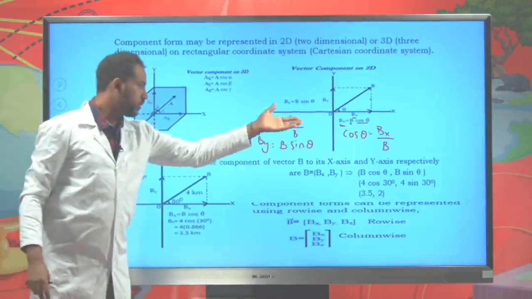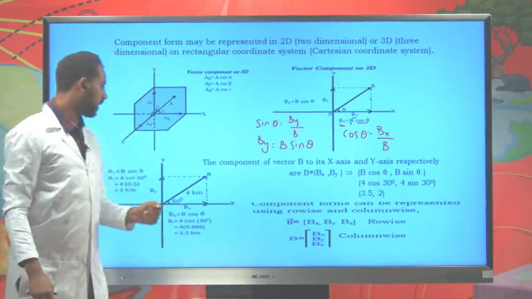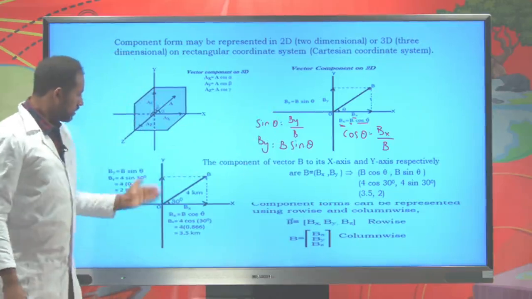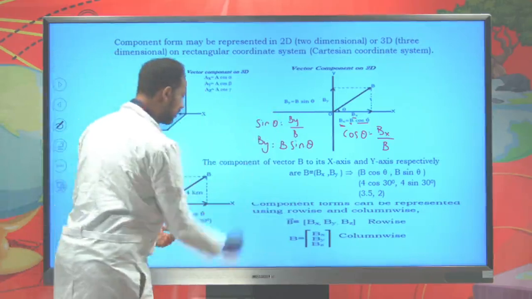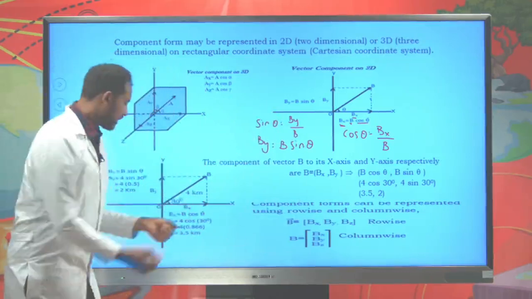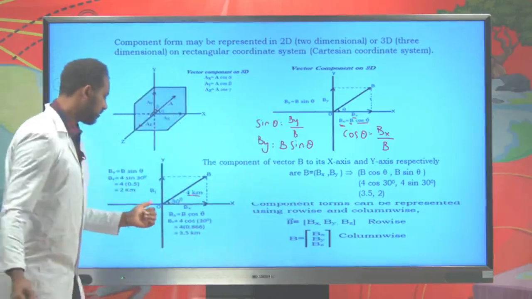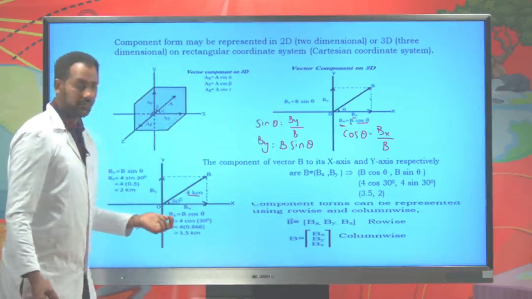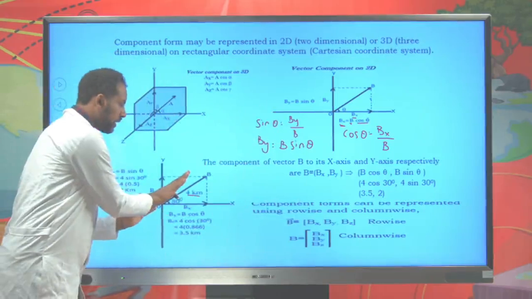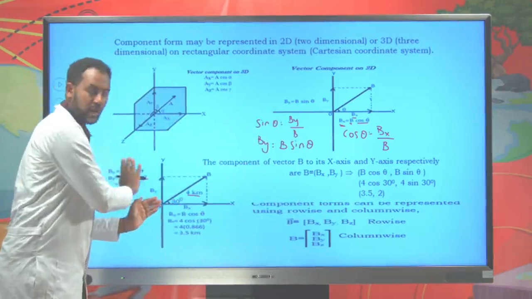We usually focus on 2-dimensional vectors. Therefore, it's possible to decompose that. Here you have one good example. In the previous example, the distance from O to B is 4 kilometers, and the angle is 30 degrees. What is the component of this vector onto the x-axis and onto the y-axis?